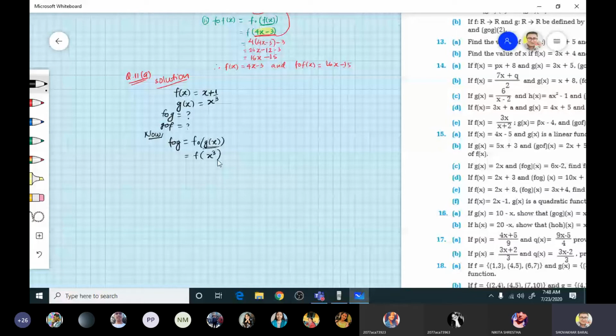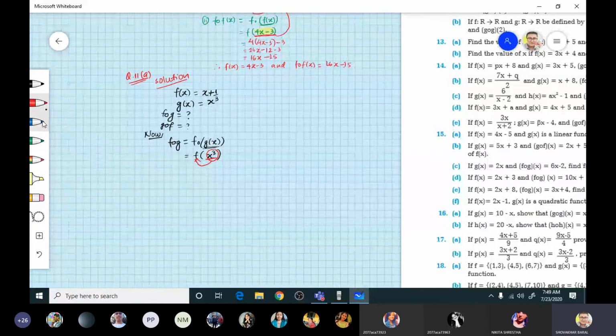So now there is x cube and this function f. Now you need to replace this x cube in place of x in function f. Function f मा जहाँ x छ त्यहाँ लगाएर replace गर्ने. See here, this is x cube. You need to replace this value in place of x in function f.